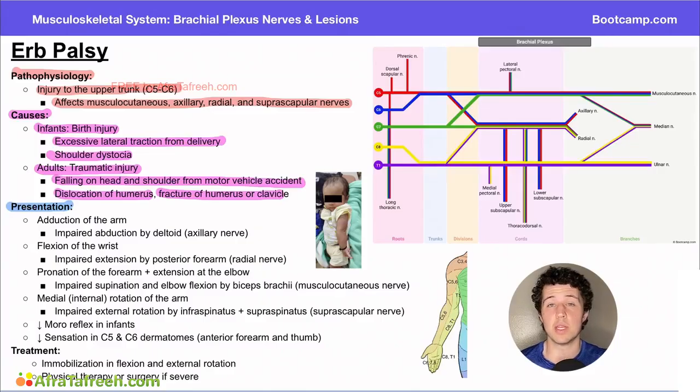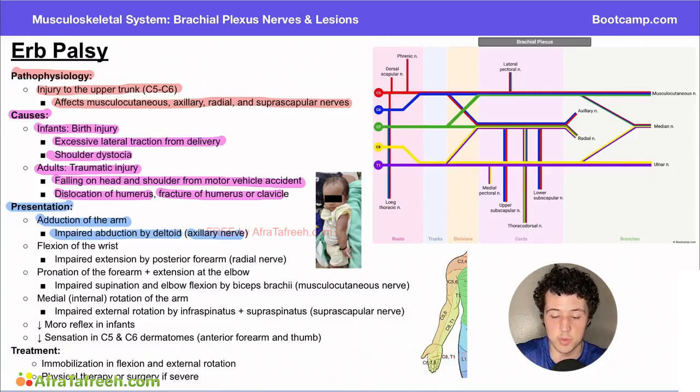And so when there's motor nerve damage and we lose one side of that balance, the patient will present with the non-impaired action of that balance. Let's use an example. In Erb palsy, the patients will have adduction of the arm. So the arm will be held close to the body. This is because there will be impaired abduction by the deltoid, which is innervated by the axillary nerve. So normally there's a balance between abduction and adduction at the shoulder. But when motor nerve damage impairs the deltoid, only adduction is left, and so the patient will have their arm adducted to their torso.